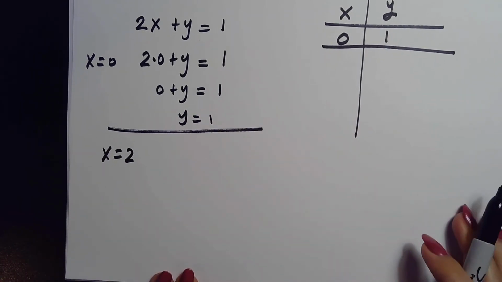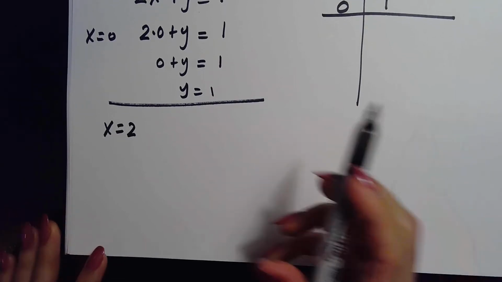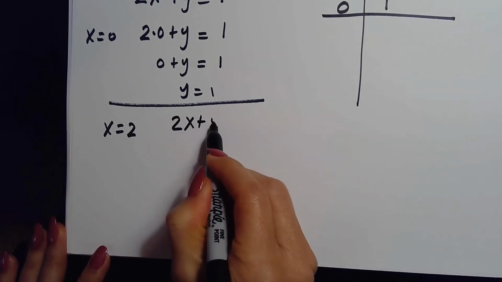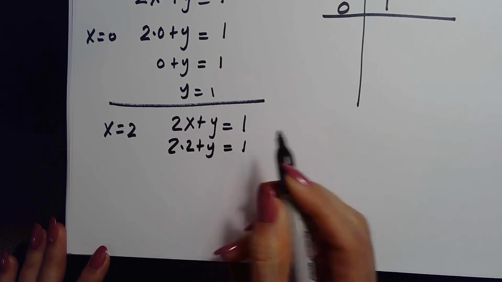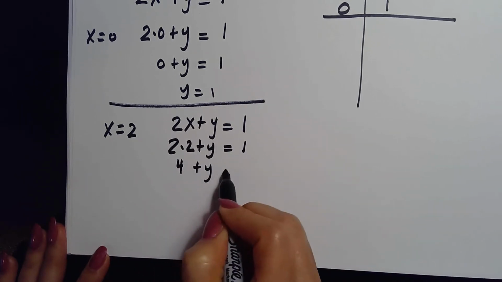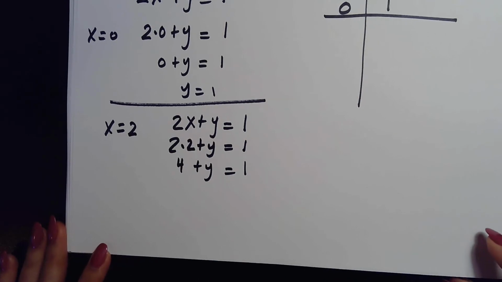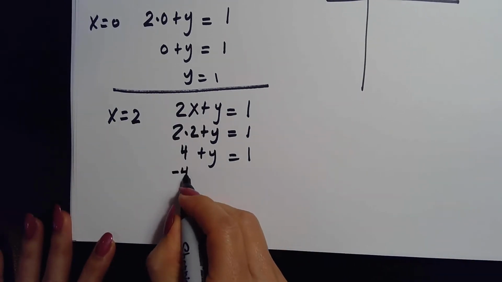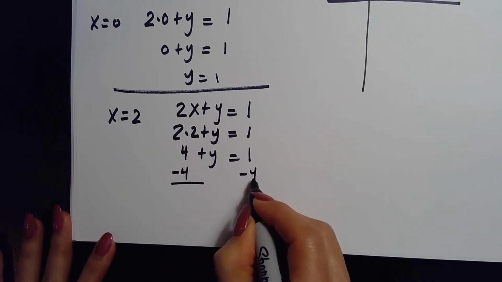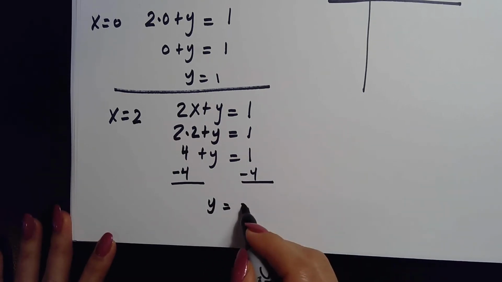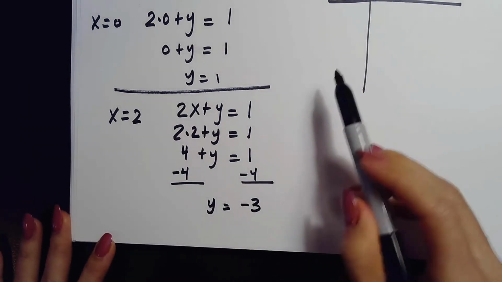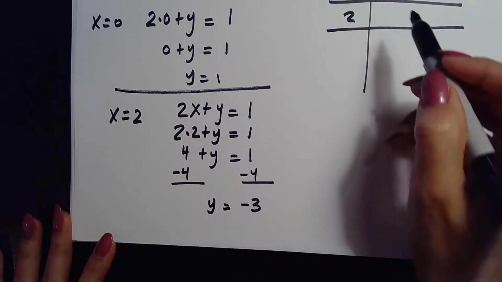Okay, well, if x is 2, let me raise the paper a little bit. So 2x plus y equals 1, right? 2 times 2 plus y equals 1. That's going to be 4 plus y equals 1. You want to solve for y, so you want to subtract 4 from both sides. And that's going to give you y equals 1 minus 4, and that's going to be negative 3. So if x is 2, y equals negative 3.